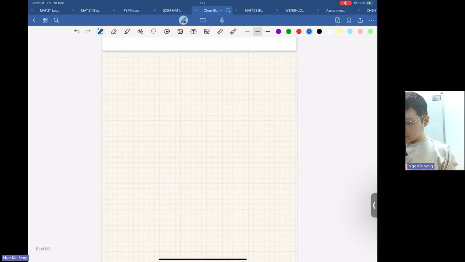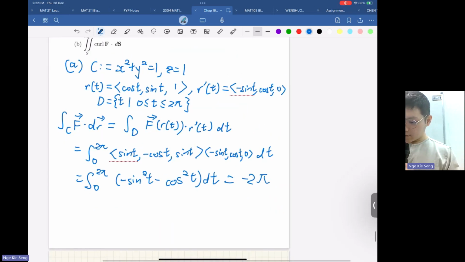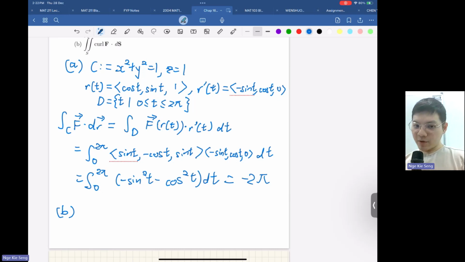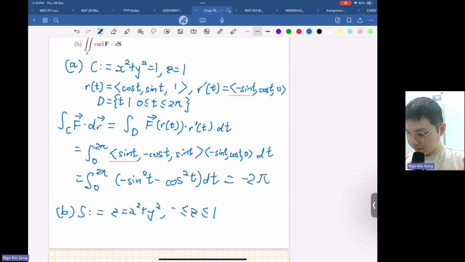How about the flux? So for the flux, what do you need to do? You need to parameterize your surface. So what's your surface? Let's write down the surface first. z equals x squared plus y squared, bounded above by z equals 1, and bounded below by z equals 0.